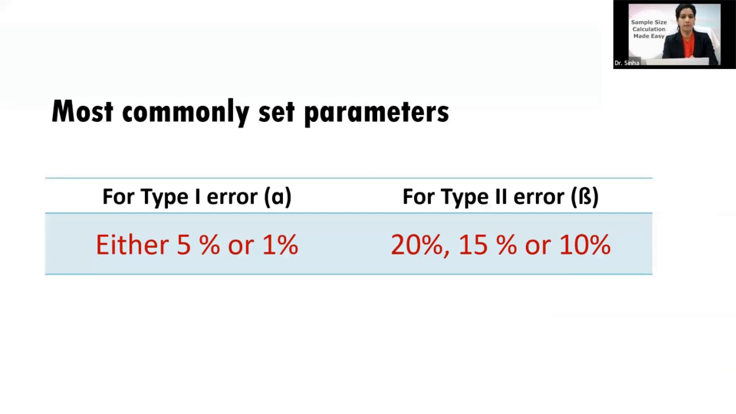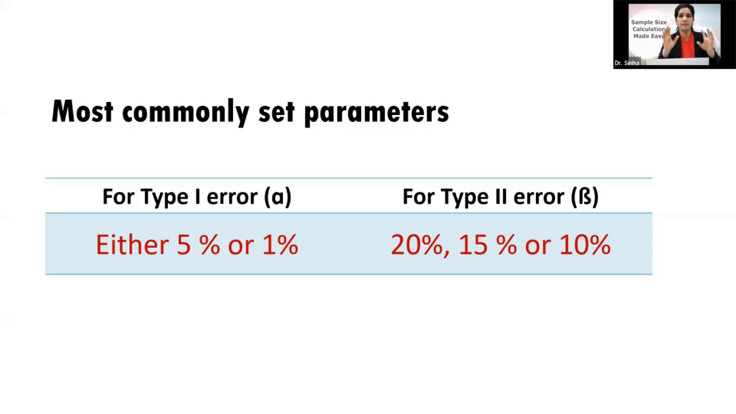So the most common parameter which we set for calculating sample size is either a 5% alpha error or 1%, depending on your study, whatever you want to take. It depends entirely on the researcher. Similarly, the type 2 error is entirely up to the researcher. You can take 20% or 15% or 10%. So I will once again repeat the concept of power. So basically, power is the ability of your study to detect the difference.